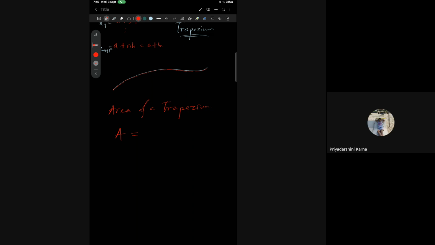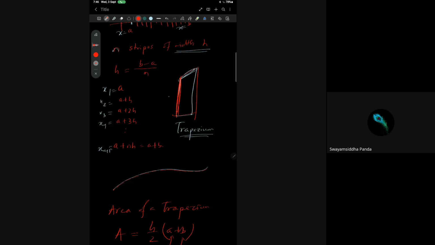Half into a plus b into h, so h by 2 into a plus b, where a and b are basically parallel sides, right? Parallel sides, and h is the height.